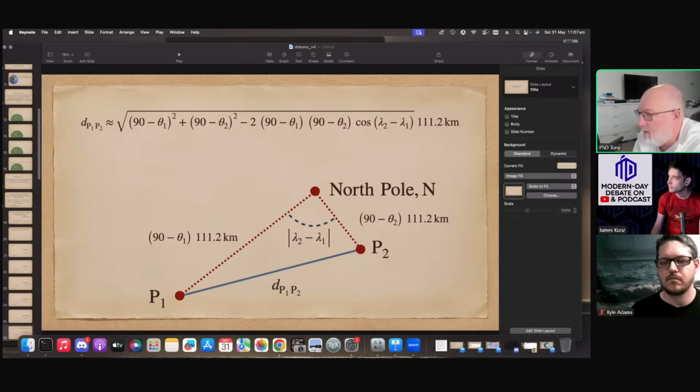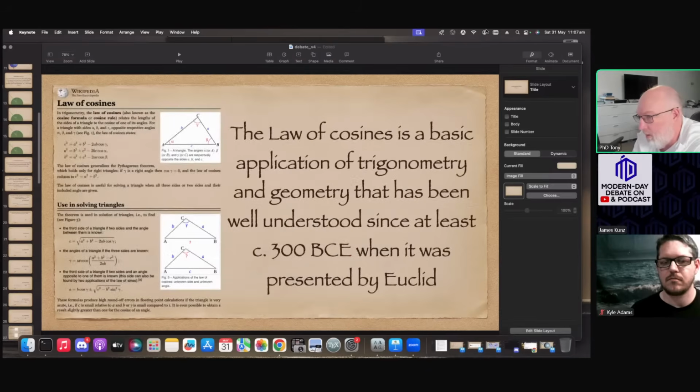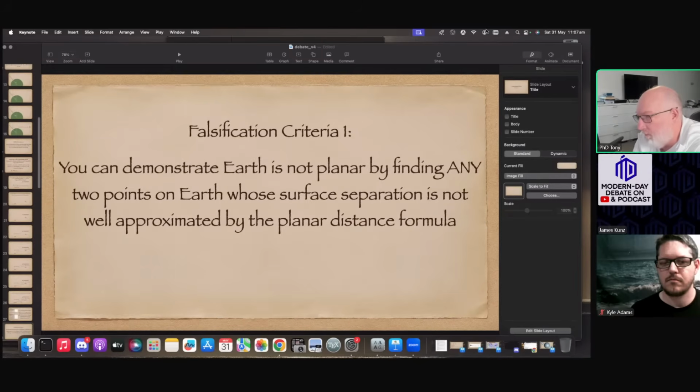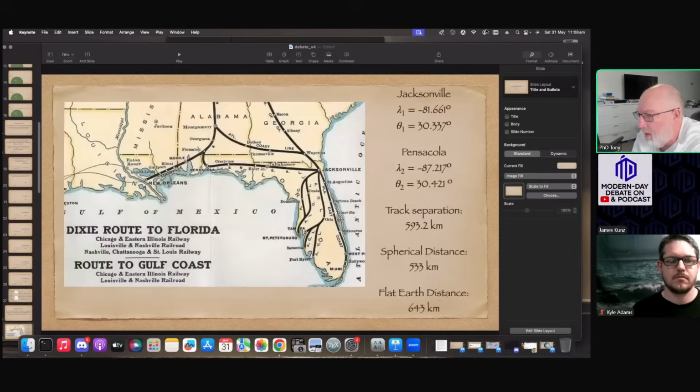This again is year 10 mathematics. If you passed high school mathematics, you should be able to derive this distance formula for a planar Earth. The law of cosines that I've used here is a basic application of trigonometry and geometry that we have known about for more than 2,000 years, when it was presented by Euclid. So this gives us a falsification criterion. You can demonstrate the Earth is not planar by finding any two points on Earth's surface whose surface separation is not well approximated by the planar distance formula.